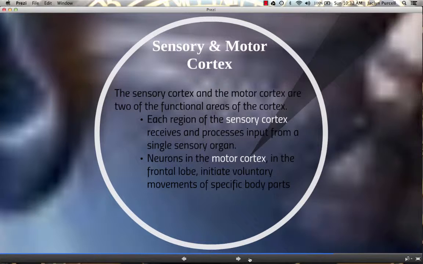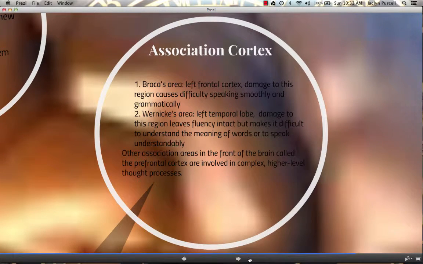Neurons in the motor cortex in the frontal lobe initiate voluntary movements of specific body parts. These neurons are organized so that the combined activity of neighboring groups of neurons controls movements of neighboring body regions. The association cortex. Most of the cortex in each lobe is association cortex, with no specific sensory inputs or direct motor outputs. Rather, the association cortex combines inputs from various senses and is involved in many different mental processes.